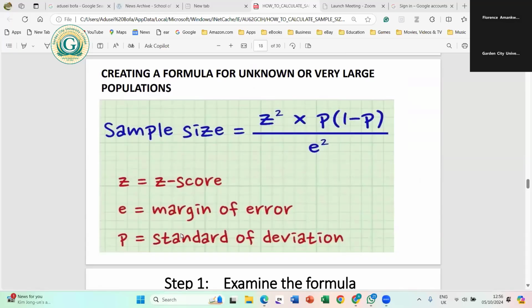Okay, and this is also referred to as sampling based on proportion. There's another name for it: sampling based on proportion, percentage. So this one is very simple. All you need is your z-score, the standard deviation, and your margin of error. Okay, so you need your z, p, and error. This is very simple.